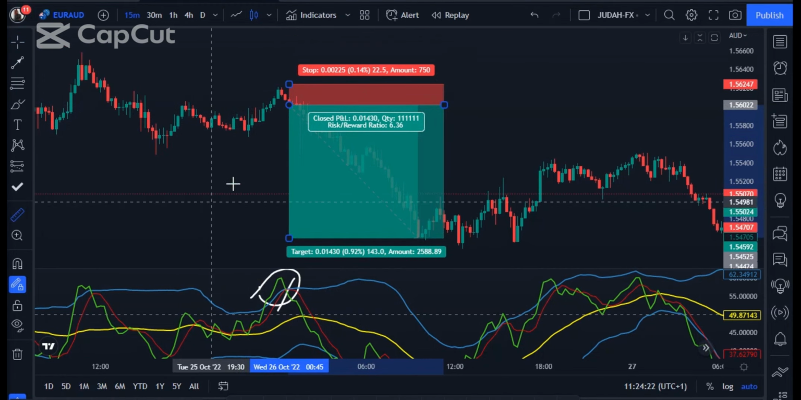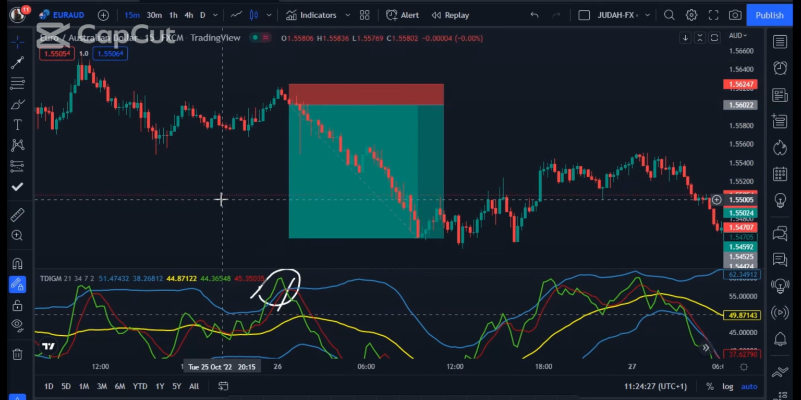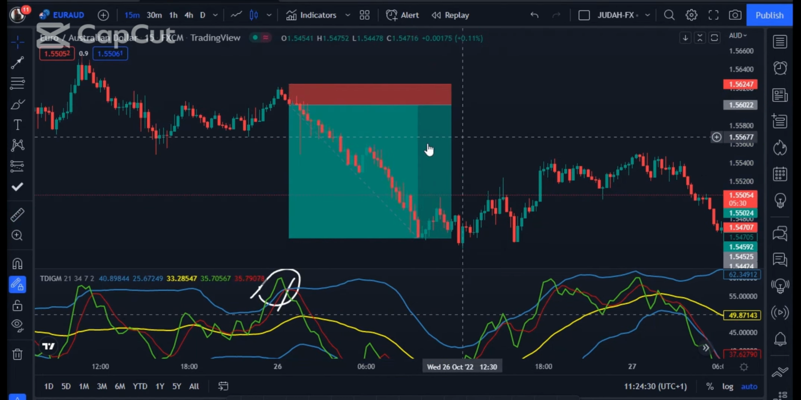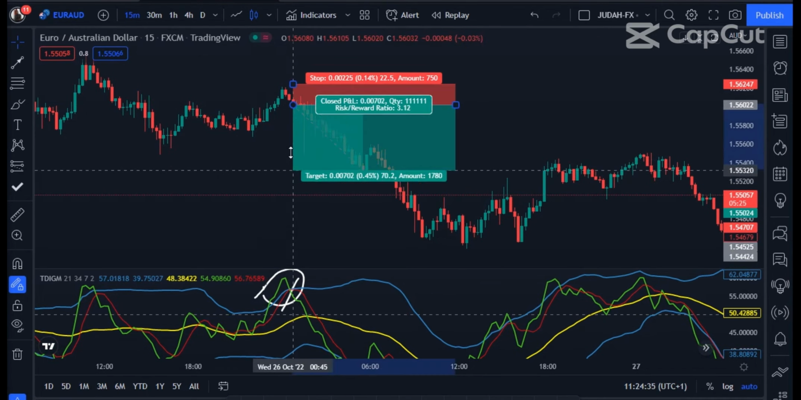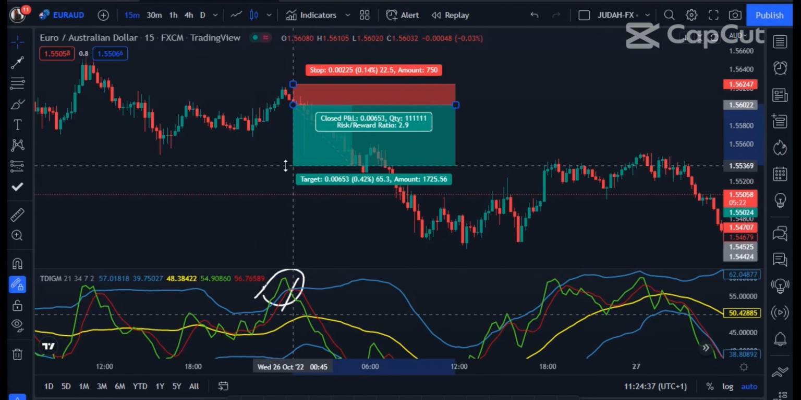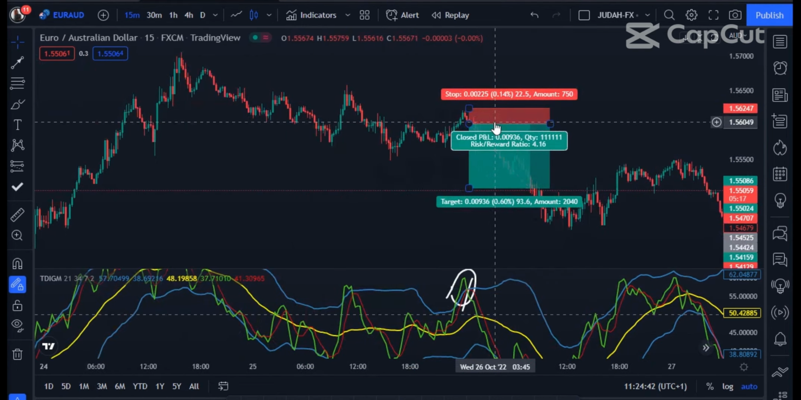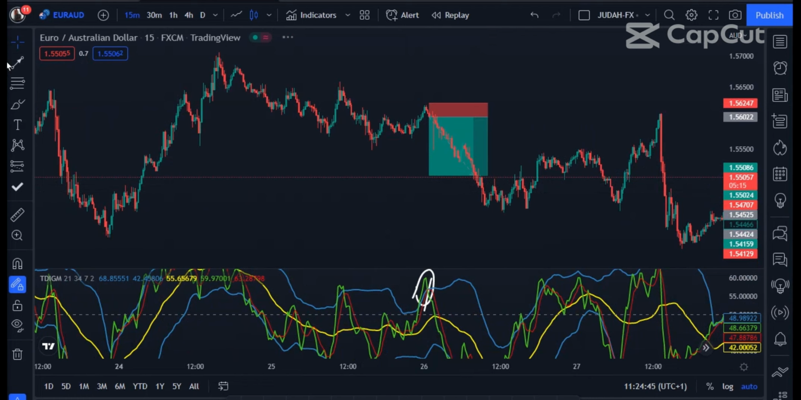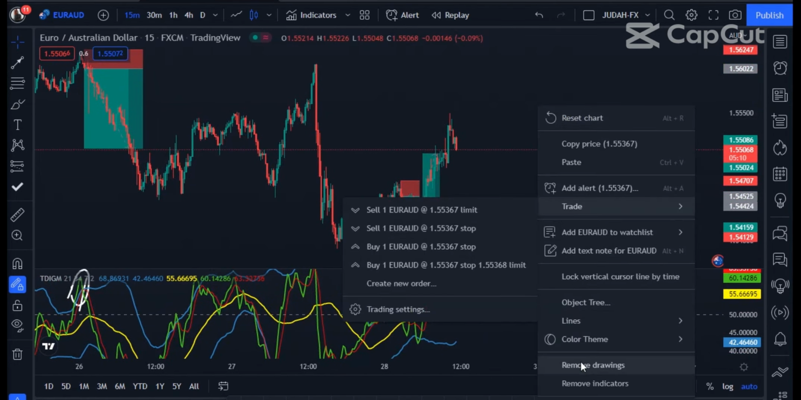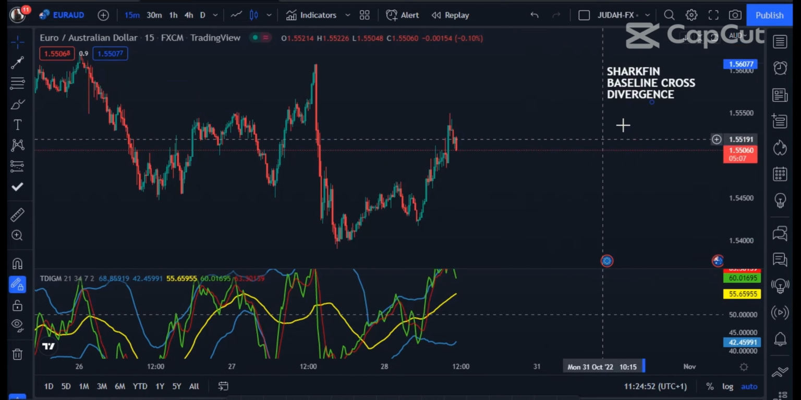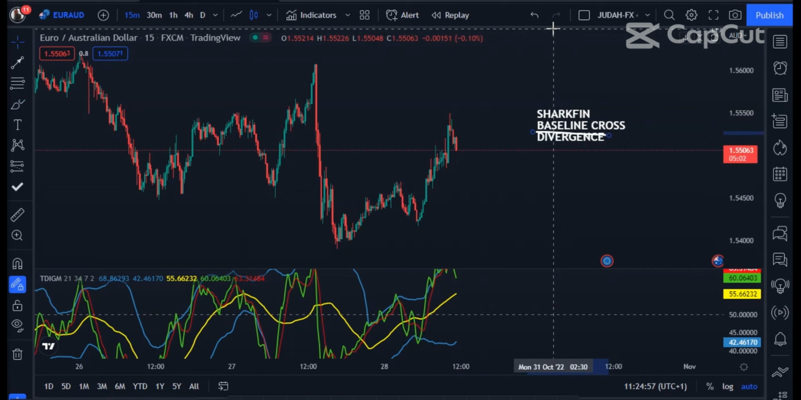If you held this for how long is that? If you held this for like 8 hours. Ooh, that's a long time. Well, if you held it for 8 hours, you would have like a 1 to 6 risk to reward. But if you're just day trading, you can just go for like 1 to 2 or 1 to 3 or 1 to 4, depending on how the setup is and if you're going in line with the trend. So let's head on to the second type of setup, which is the baseline cross. Let's get to it.